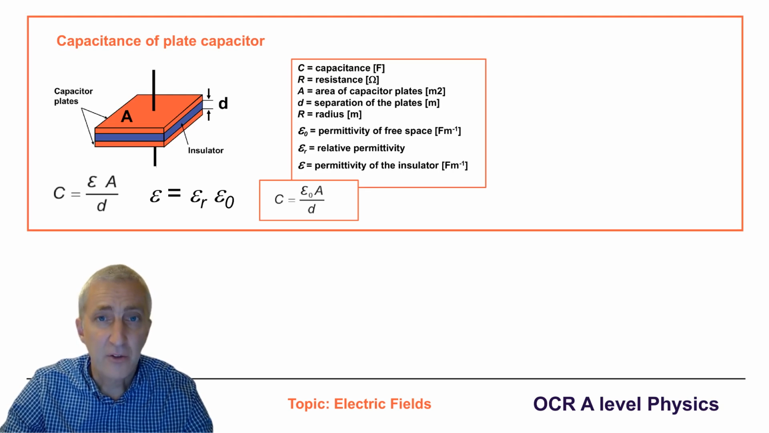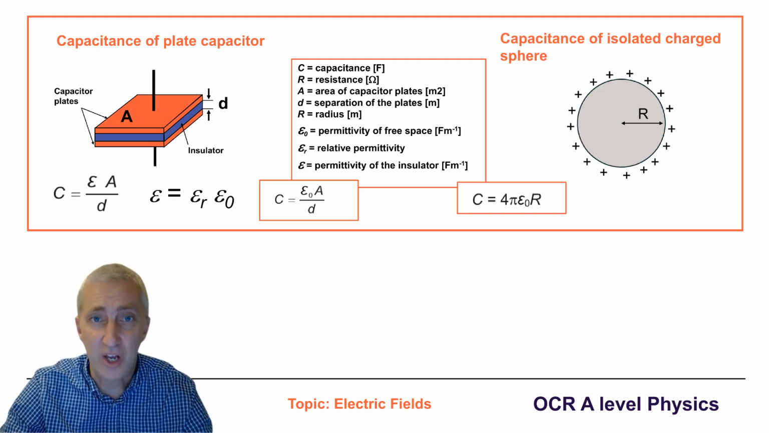Capacitors rely on the electric field between the plates to function. We can express the capacitance in terms of the size and separation of the plates and the permittivity of the material between them. Permittivity is a measure of a material's resistance to producing an electric field. An isolated charged sphere can also be thought of as a capacitor, with a capacitance which is proportional to the sphere's radius.